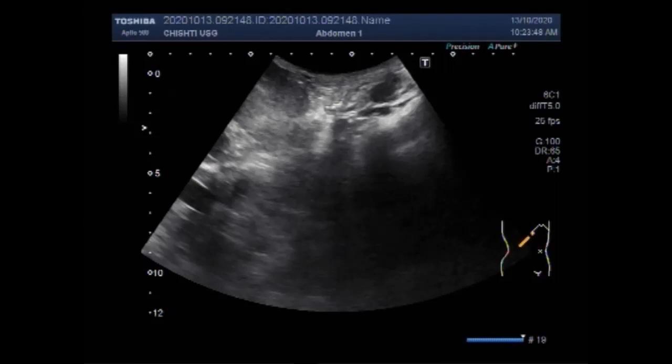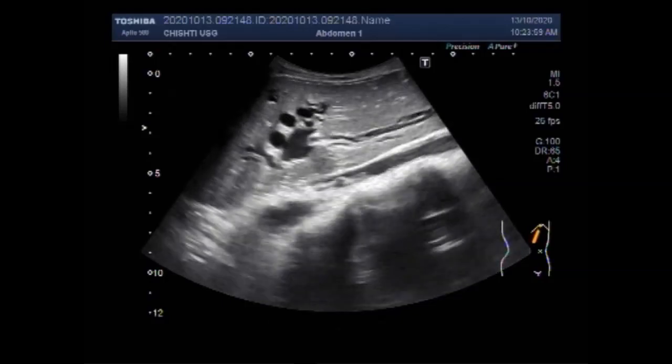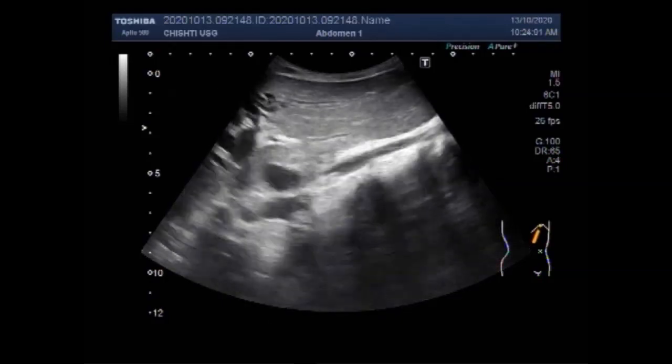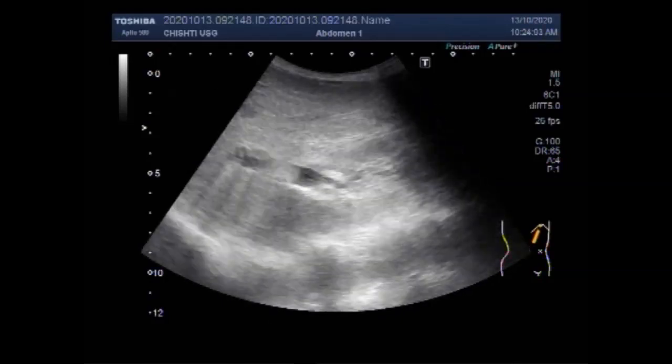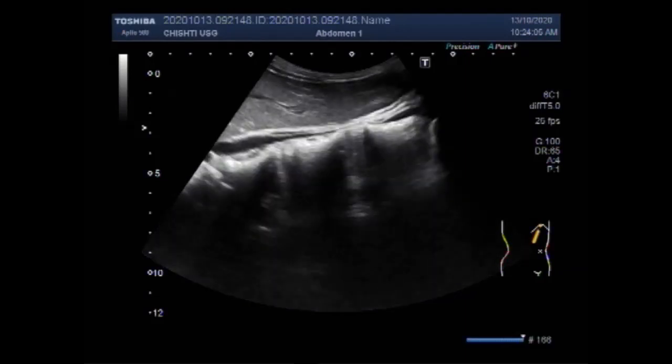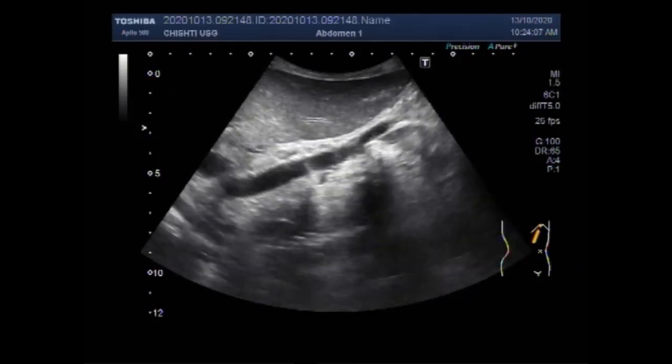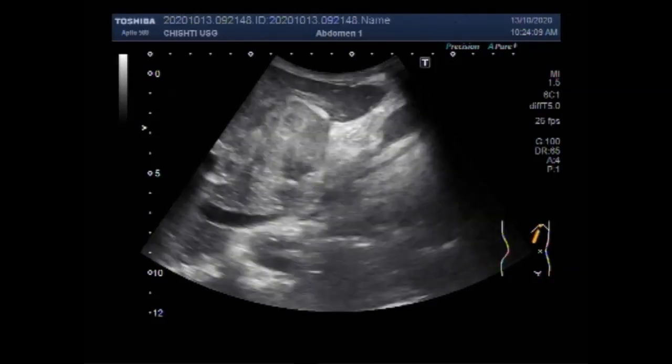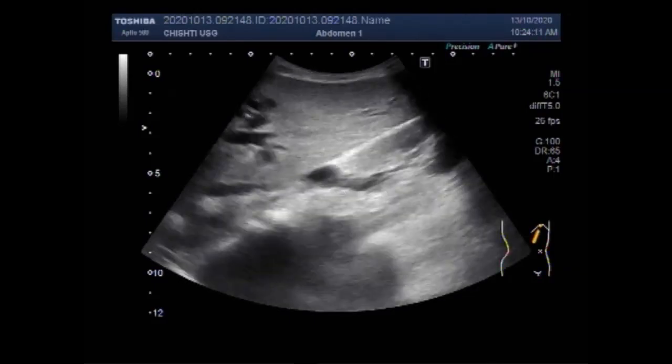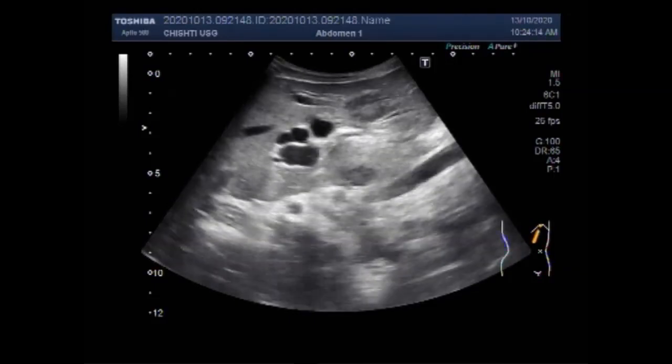This ultrasound video shows a case of cholelithiasis, hepatic mass, and hepatic metastasis. Now you can see the liver and a large mass is seen in the right lobe of the liver, just below the gallbladder.